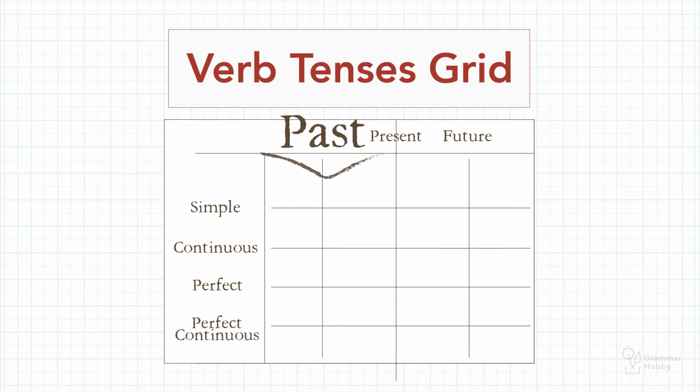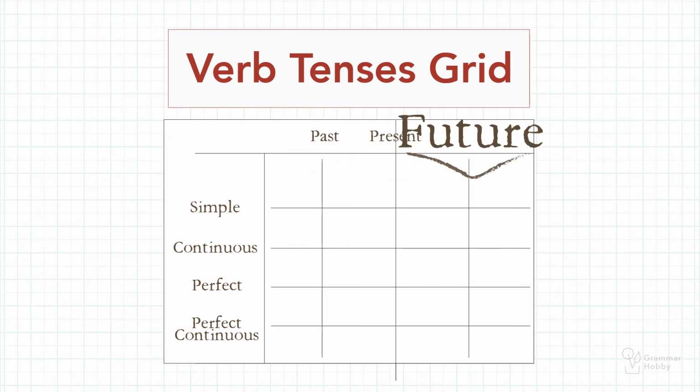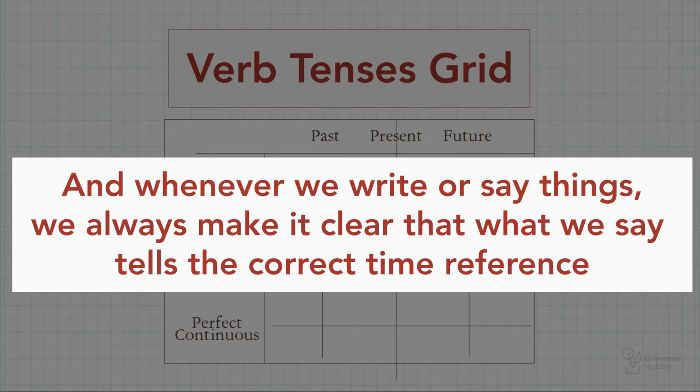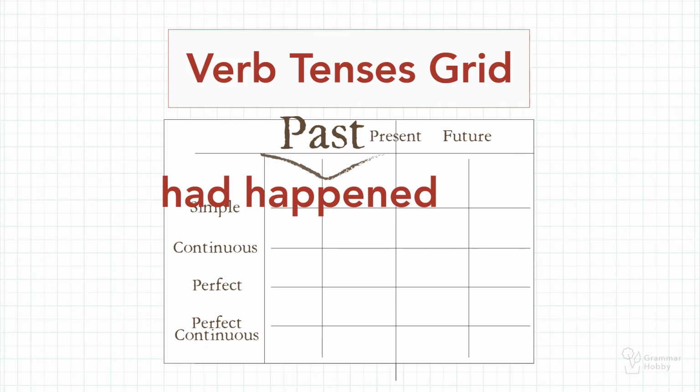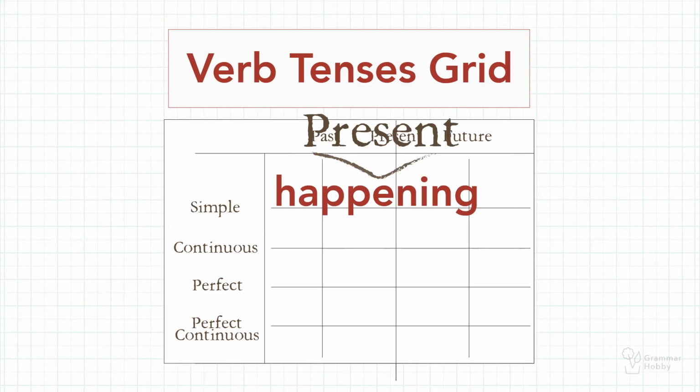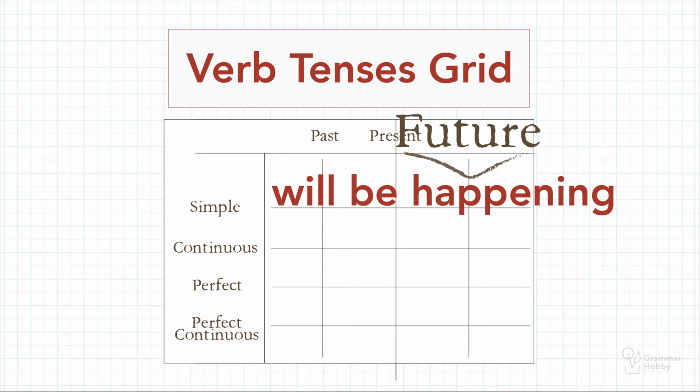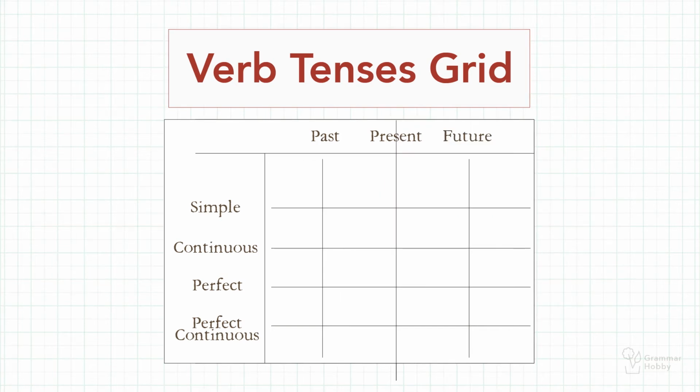As humans, we all have an awareness of past, present, and future times. And whenever we write or say things, we always make it clear that what we say tells the correct time reference, whether it had happened in the past, is happening right now, or will be happening in the future. That explains the grid shown here.